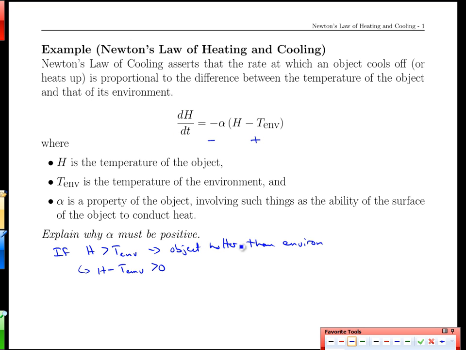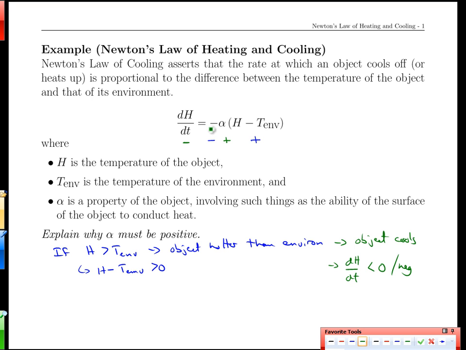Well, if you have something hotter than the environment, take a hot coffee out, put it outside in the snow, the object is going to be cooling, and if the object cools, then that means the derivative with respect to time must be negative. Well, if this is negative on this side, this is positive, there's a minus sign out front. The only way to have that work is to have our alpha be a positive quantity.